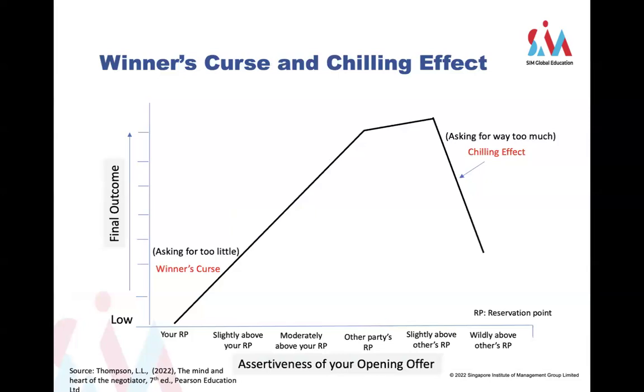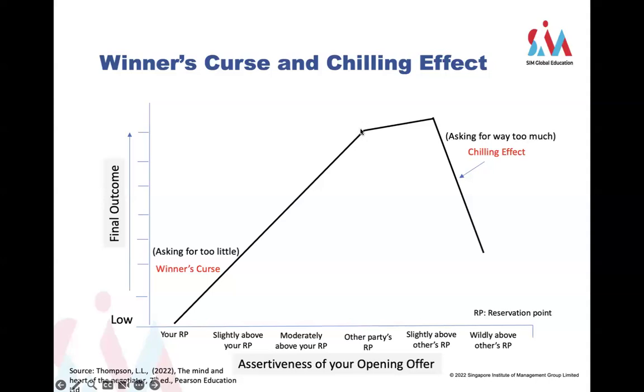Now, in lecture 1, we looked at the winner's curse, whereby you ask for too little. It is at your reservation point. That means you have no surplus for yourself. Slightly above your reservation point, still not good enough. Moderately above your reservation point, not very good. Now, the ideal point is at the other party's reservation point. At the other party's reservation point, that means you get all the surplus for yourself, and this is the ideal point.